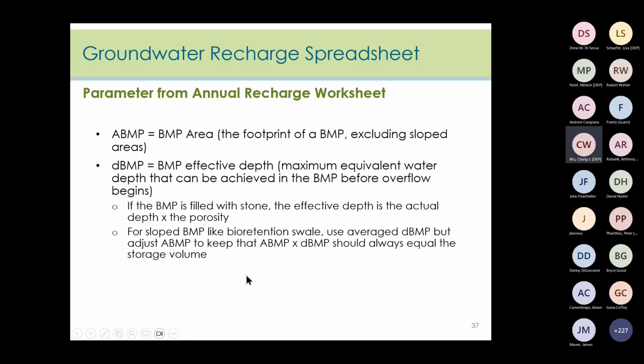So the next one is ABMP, the BMP area for infiltration. The sides of the BMP are not counted for the infiltration. So normally the slope, only the center area, that flat area, they can count as the infiltration area. And that is ABMP.